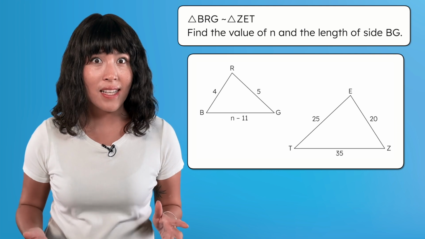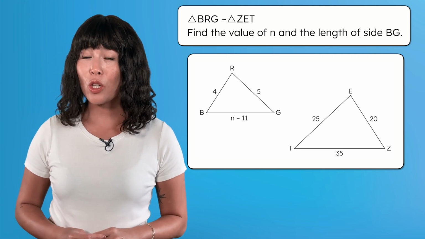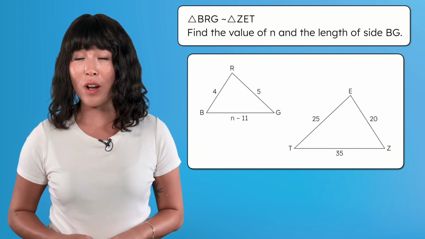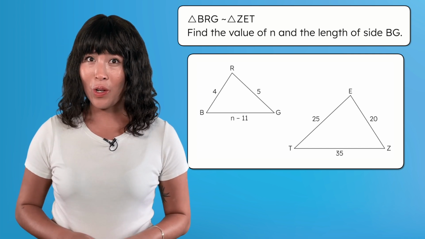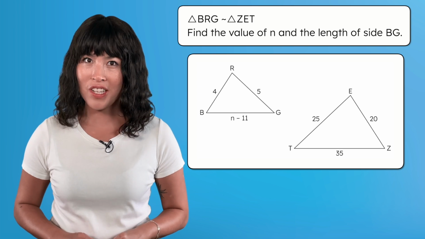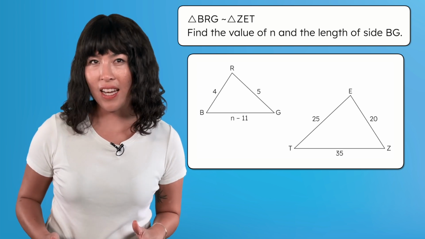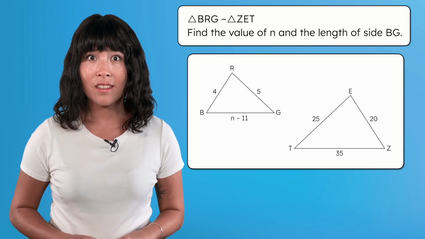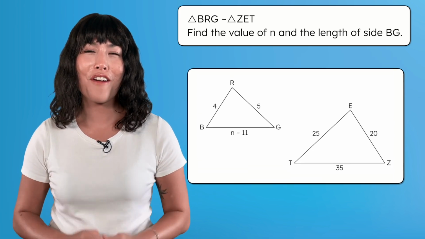What about missing side lengths? Here we have two similar triangles, triangle BRG and triangle ZET. We're being asked to find the value of n and the length of side BG. When we calculate side lengths in similar triangles, what do we need to do first? That's right, calculate the scale factor.